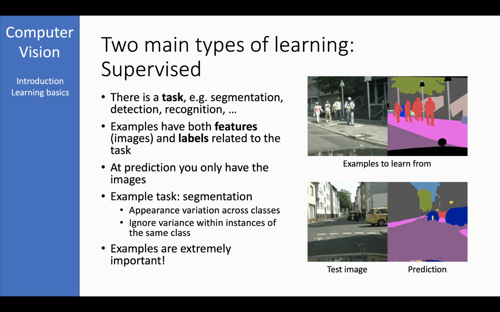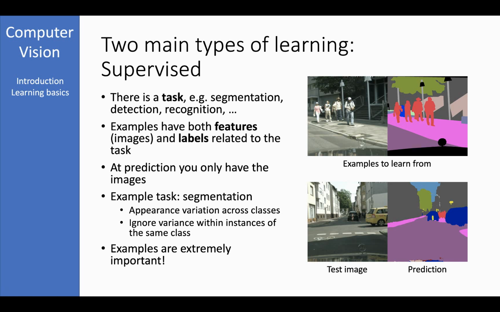There are really two main types of learning. One of them is supervised, where there's a task. It can be segmentation, detection, and recognition. And we show the algorithm lots of examples that have both the features, or in that case, the images, and the corresponding labels. When we talk about, for example, the segmentation task, we show the algorithm the images and the pixel-wise labeling of the image itself. At prediction time, we only have the image itself. We don't have the label, and we try to estimate the labels for that image.